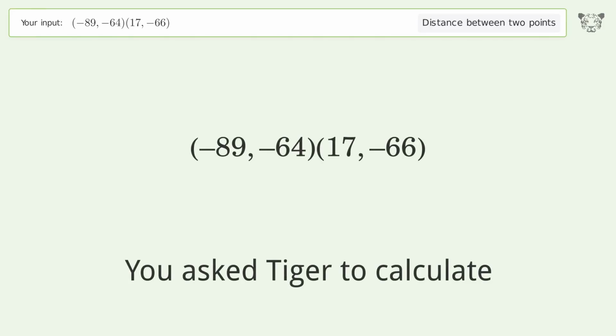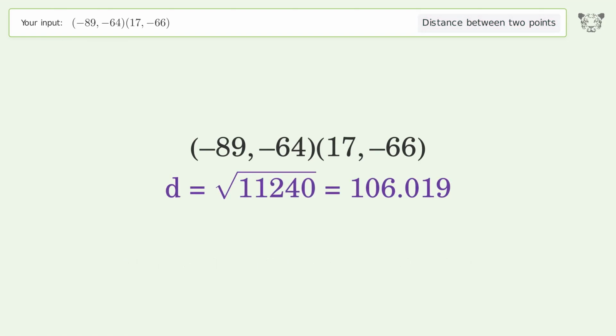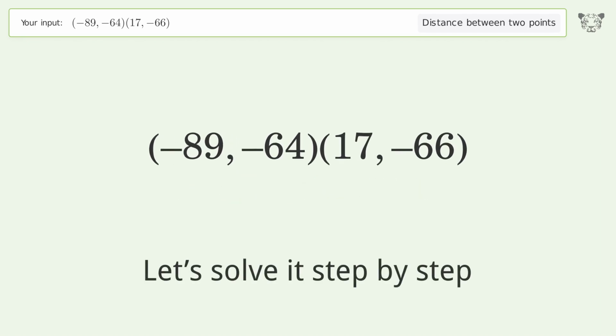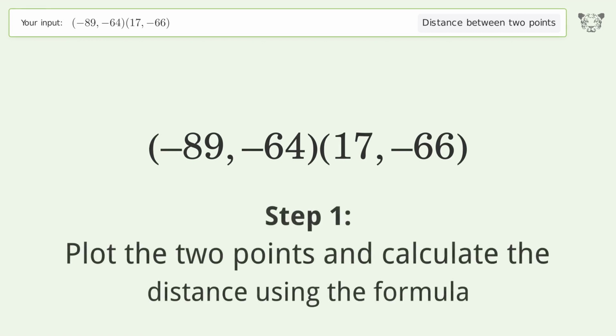You ask Tiger to calculate. This deals with the distance between 2 points. The distance between the 2 points is the square root of 11,240, or 106.019. Let's solve it step by step. Plot the 2 points and calculate the distance using the formula.